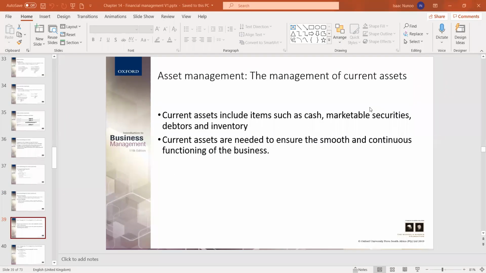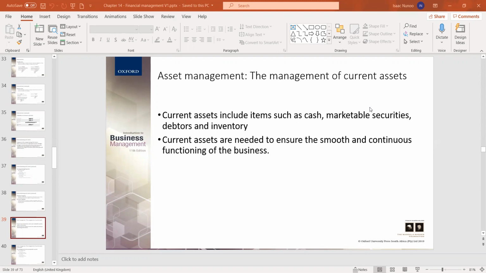Now we move on to the concept of asset management, and we are focusing on the management of current assets. Current assets include items such as cash, marketable securities, debtors, and inventory. Basically, they are needed to ensure continuous and smooth functioning of a business. These are things you should hold on to in order to run your day-to-day business.